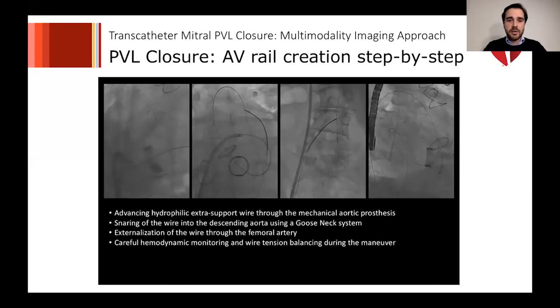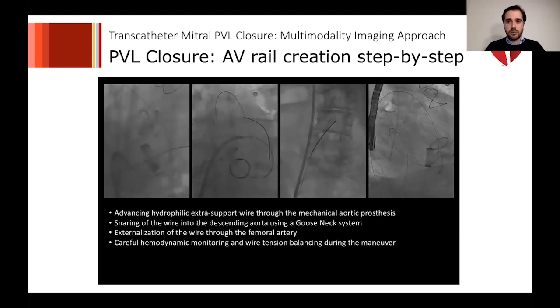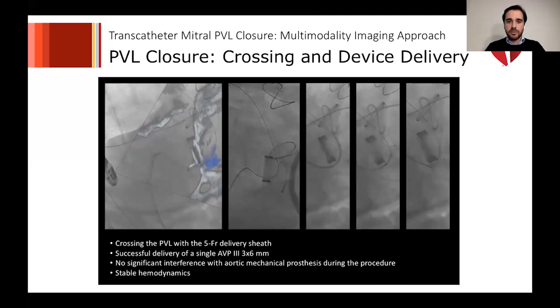We advanced a hydrophilic guide wire. We targeted the central opening of the aortic prosthesis, and we snared this guide wire in the aorta, and we externalized it through the femoral artery, realizing therefore our AV rail. We did so under careful hemodynamic monitoring and wire tension balancing during each maneuver in order to be nice and safe.